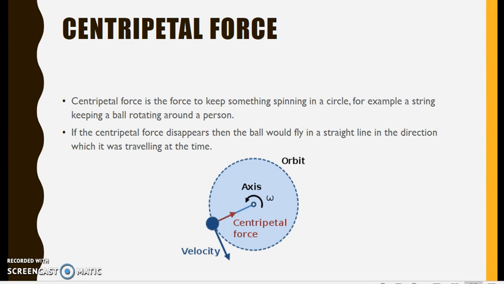So, yeah. As you can see, this is the string. It's the axis, it's the middle part, the orbit is where it goes. The centripetal force is not the force rotating it around, it's the force keeping it rotating around. See? Without the force, it'll just go right there.